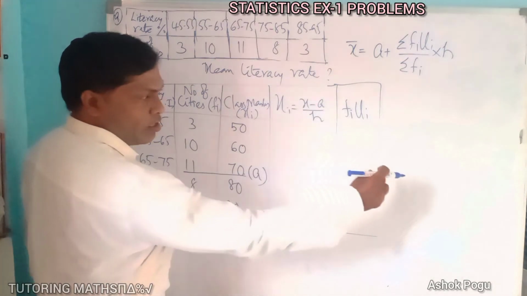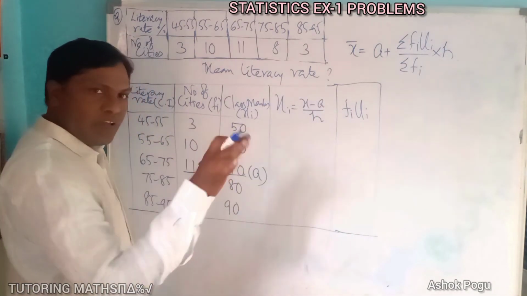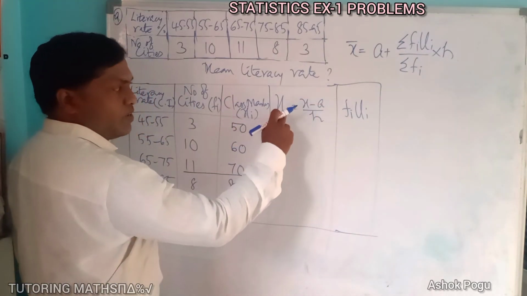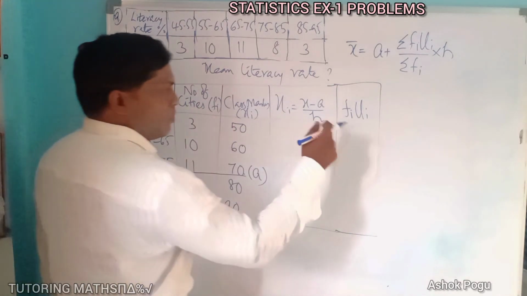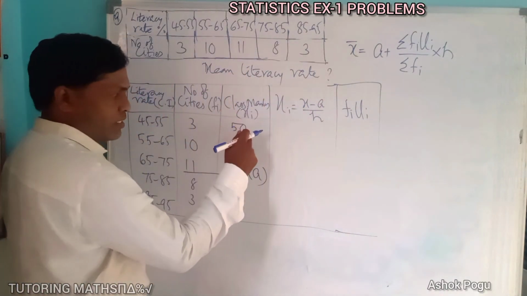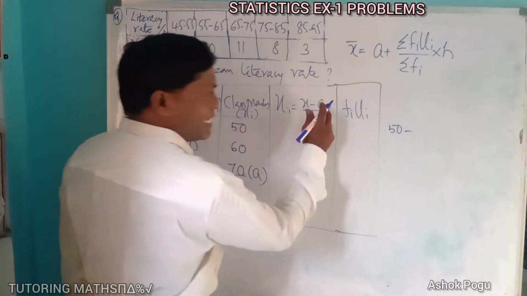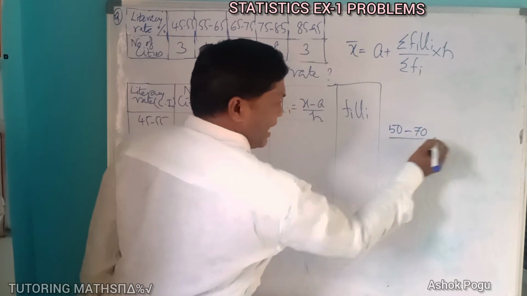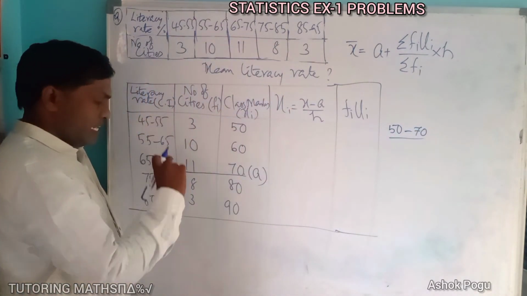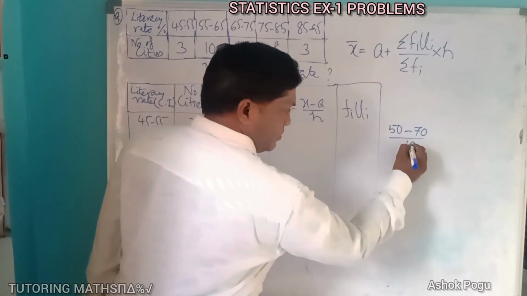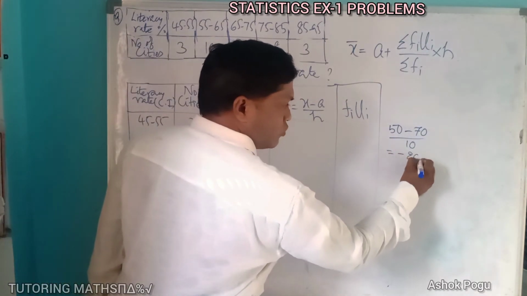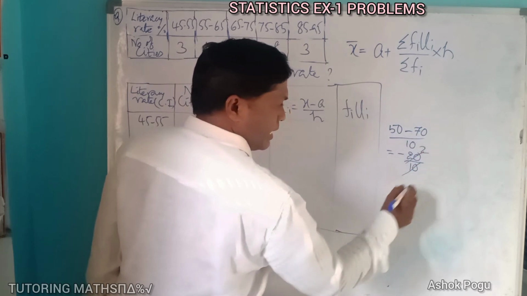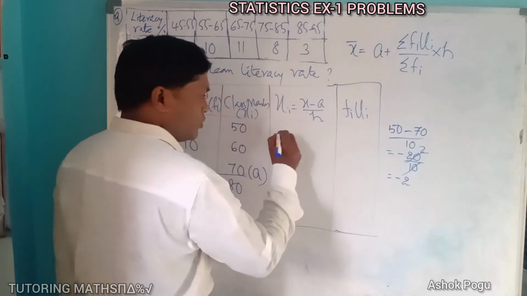Now coming to X minus A, let me find it in a rough column first. Afterwards, the remaining values we can take directly. First UI value: X is the given observation, 50 minus A. We have assumed 70 as A, by H, the height of the class, which is 10. 50 minus 70 is minus 20, by 10, that gives minus 2.